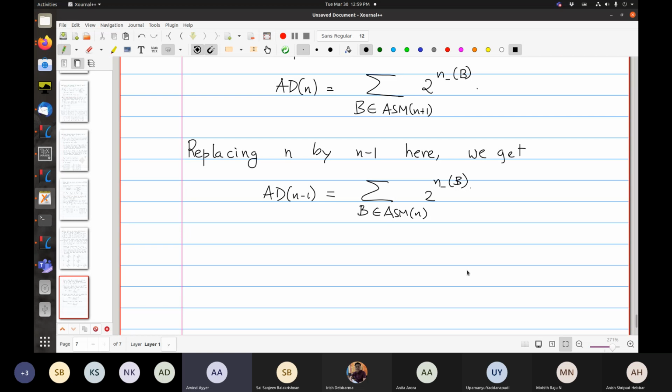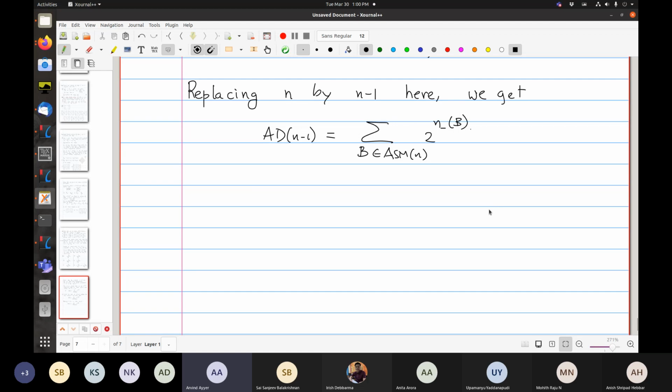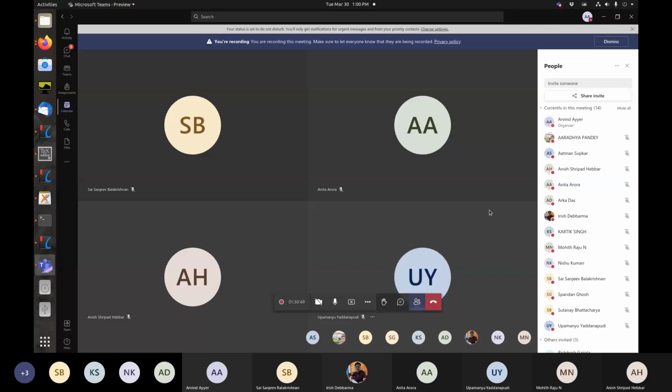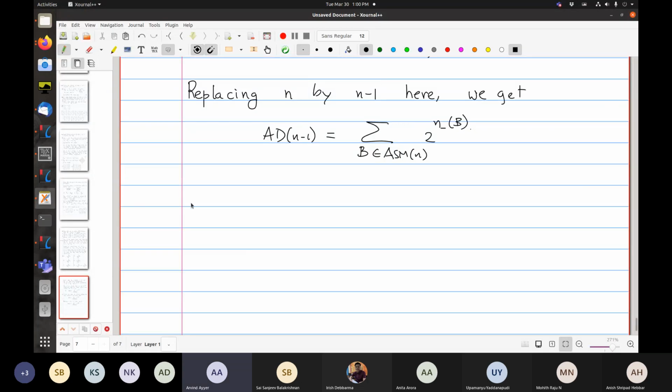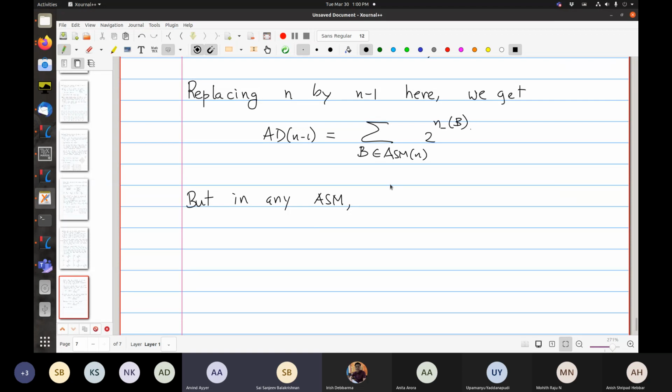Okay, but there is a clear relationship between n plus and n minus. So can anyone tell me what's the relationship between n plus and n minus in any ASM? Remember that rows and columns alternate in sign and sum to 1. So n plus minus n minus is n. That's good. Exactly. You got it? Yes, that's exactly right.